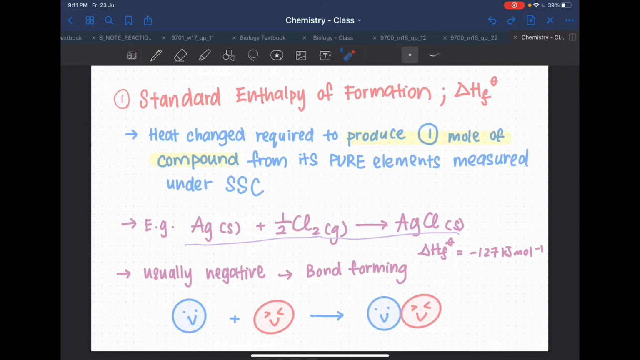It is usually negative because bond forming is releasing energy, and usually there would be a net enthalpy change of negative because the energy released in bond formation is usually more than the energy used in bond breaking, because this is the standard enthalpy change of formation as compounds are being formed. So it is usually negative but can be positive.